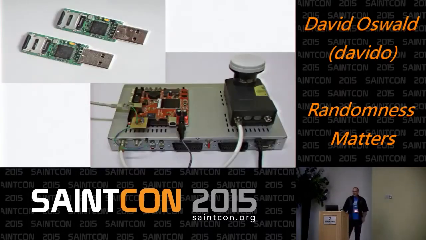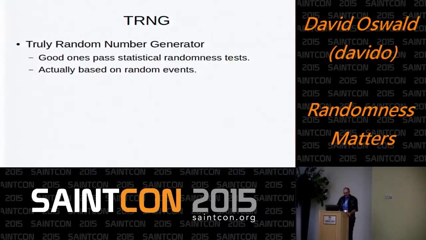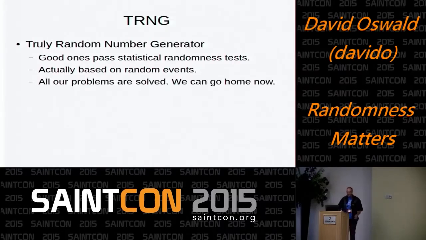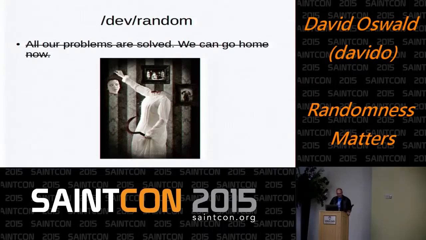Anybody know what this is? These are truly random number generators. They use white noise. They generate white noise by amplifying a signal, and then they pick off the white noise and use that to get what looks like randomness. So what's the problem with TRNGs? They're actually based on random events. The problem with them is that, well, all of our problems are solved, right? We can go home now. Well, no, then you never have one when you need it. That's the problem. So we can't go home now.